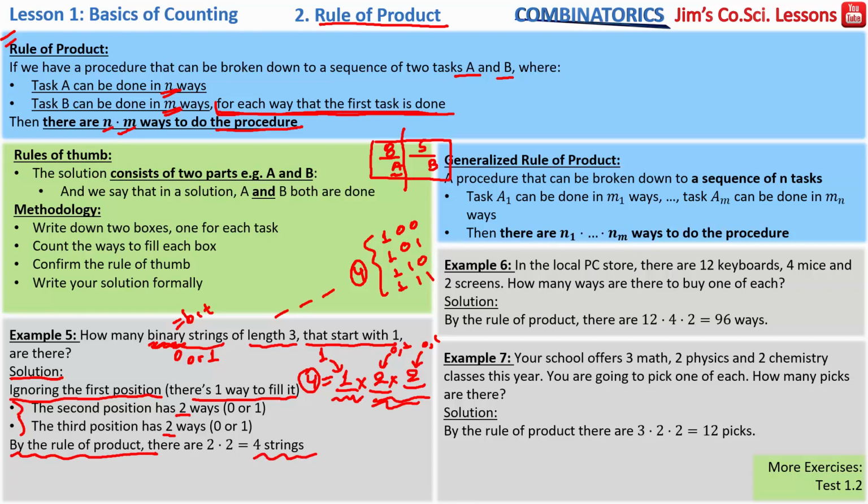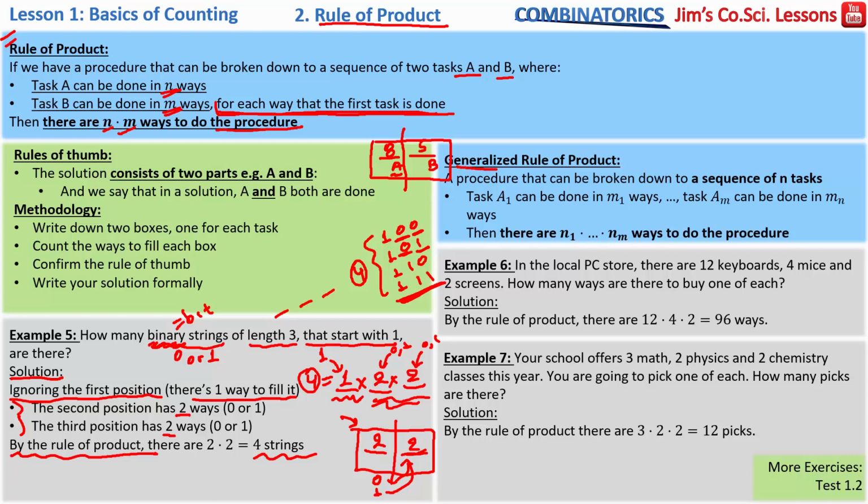Another thing we should do when we use the rule of product is to confirm the rules of thumb. We have to think that here I'm fixing 2 places, and in the final solution, both these things are done. Indeed, in a final solution, both the second position and the third position must be filled, both of them, A and B. And also, when I'm fixing a position here, I said that I had 2 ways. Then, for each filling, when I filled with 0, there are 2 ways to fill the third place. And when I fixed it with 1, there are 2 ways to fill the third place. So, the rules of thumb are confirming my result.